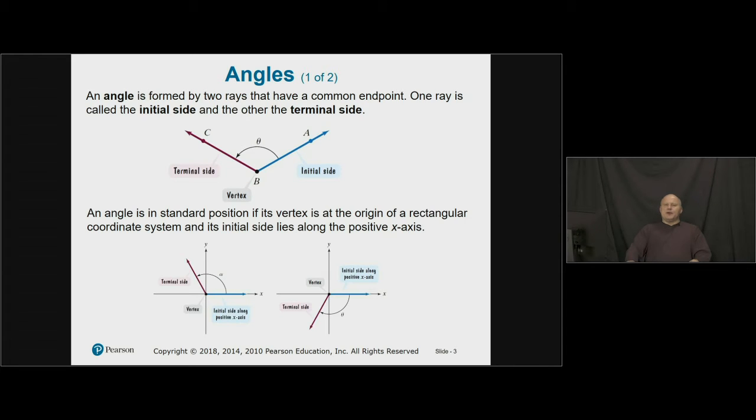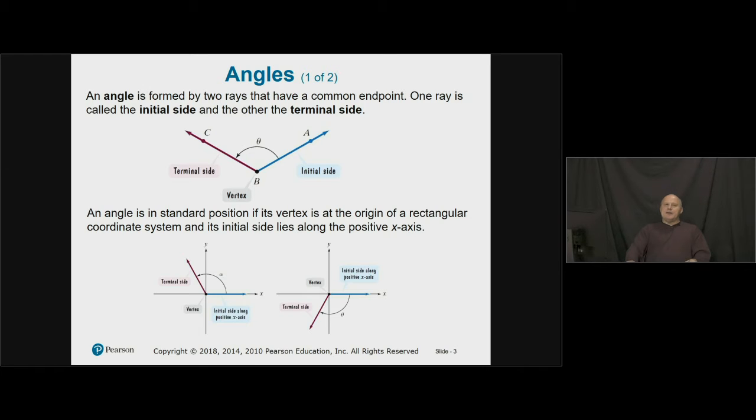Now what we're going to do is morph that into the trig approach. An angle in standard position in trigonometry has its vertex at the origin, so you're placing the vertex on a rectangular coordinate system at the origin, and the initial side lies on the positive x-axis. So the blue side is the positive x-axis. And the terminal side is where the angle terminates. So that's called the terminal side. That is the idea.